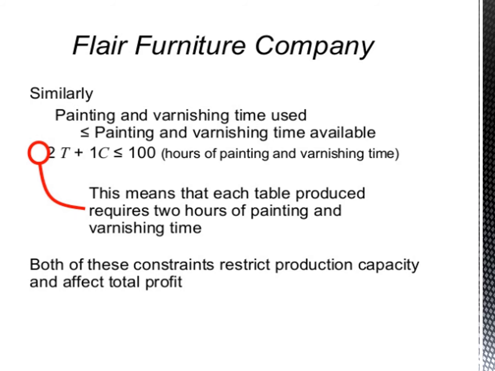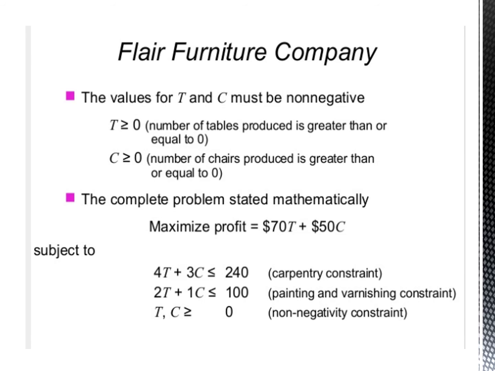This means that each table produced requires 2 hours of painting and varnishing time. Both of these constraints restrict production capacity and affect total profit. The values for T and C must be non-negative. T should be greater than or equal to 0: the number of tables produced is greater than or equal to 0. C is greater than or equal to 0: the number of chairs produced is greater than or equal to 0.